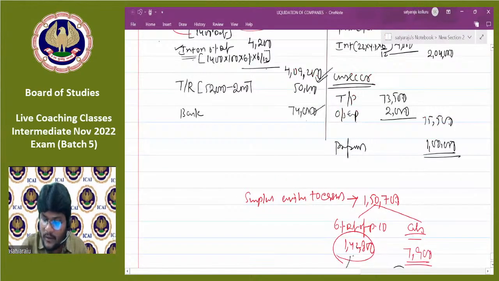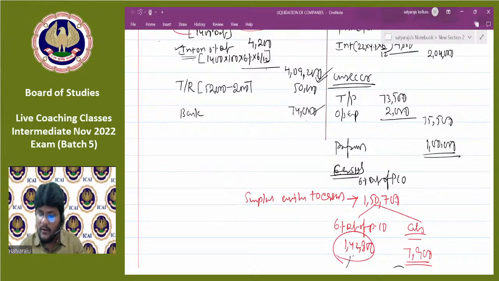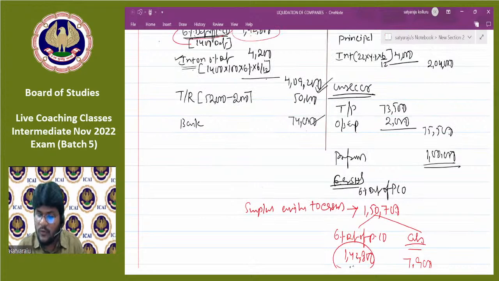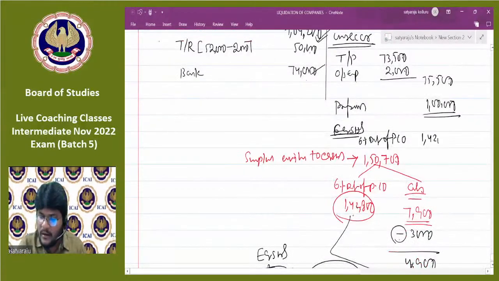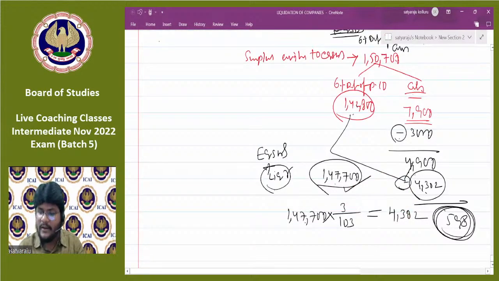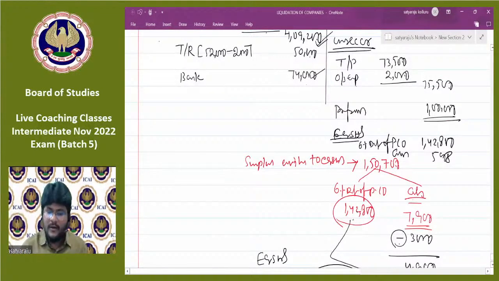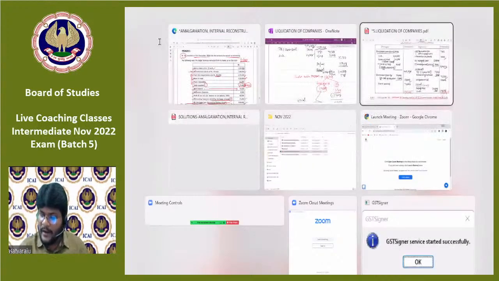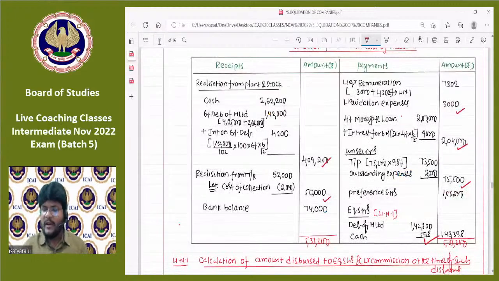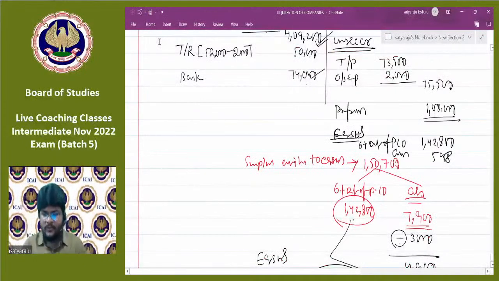Now how are you distributing to equity shareholders? 6% debentures of purchasing company were 1,42,800 and the remaining balance of cash 598. This is the distribution, guys. So 598 cash, debentures of purchasing company 1,42,800. One more time I'm explaining the final distribution. Please all of you concentrate.